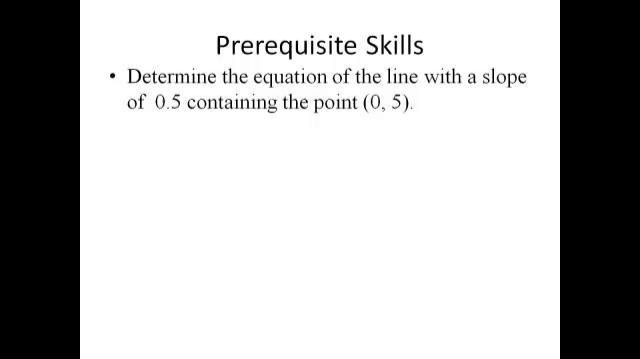Our next problem is to determine the equation of the line with a slope of 1/2 or 0.5 and containing the point 0, 5. Now there are a couple of ways to approach this, but let's think about our point slope form of the equation of a straight line. y minus y1 equals m times x minus x1. Now m is the slope, and x1 and y1 are the coordinates for one particular point on the line.